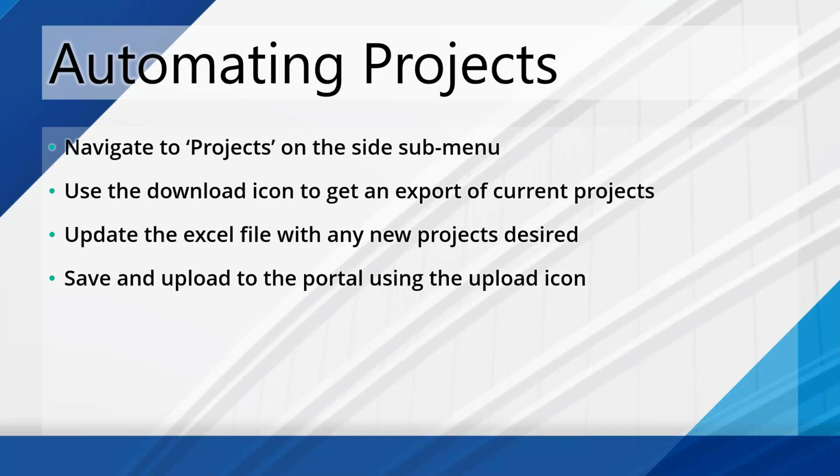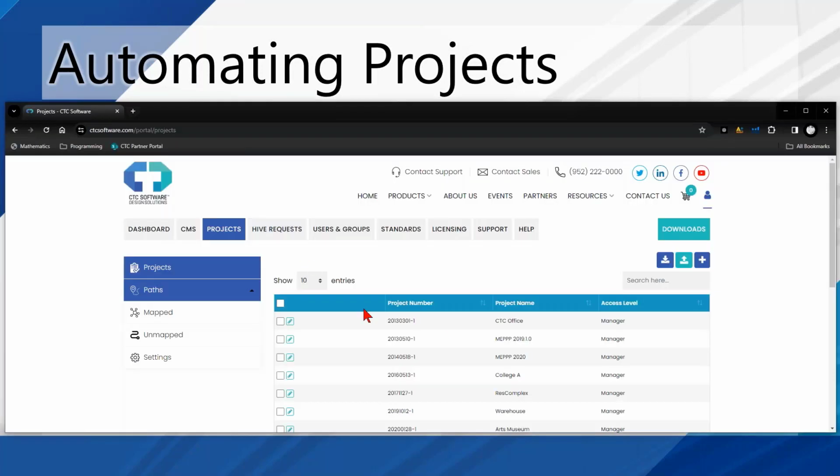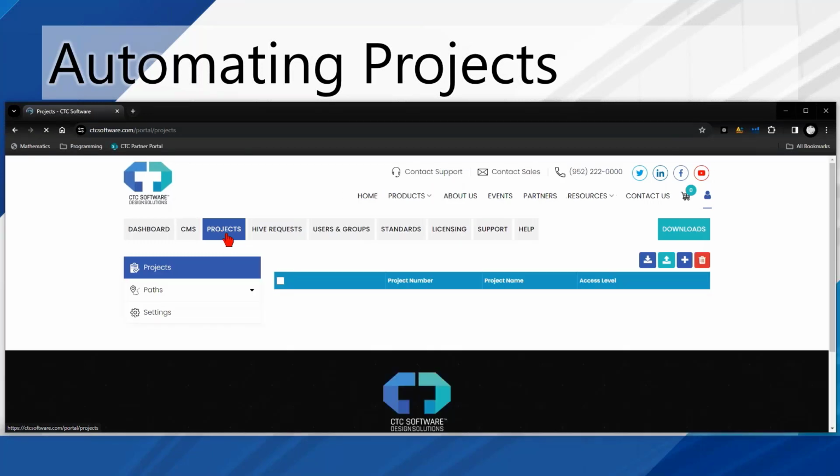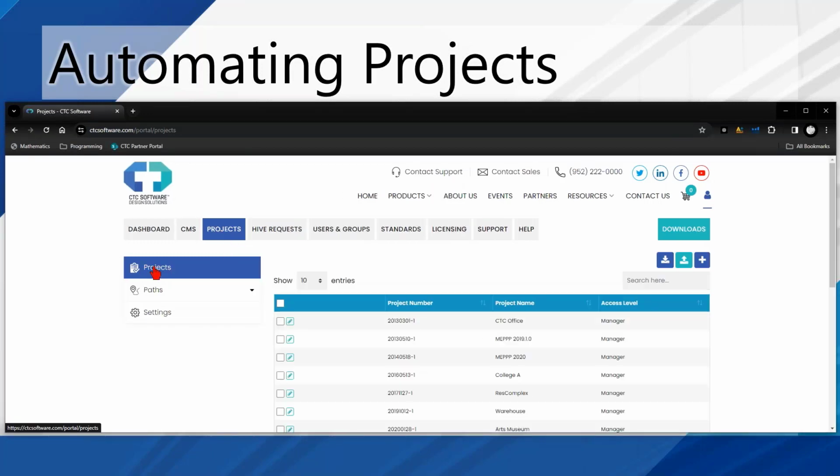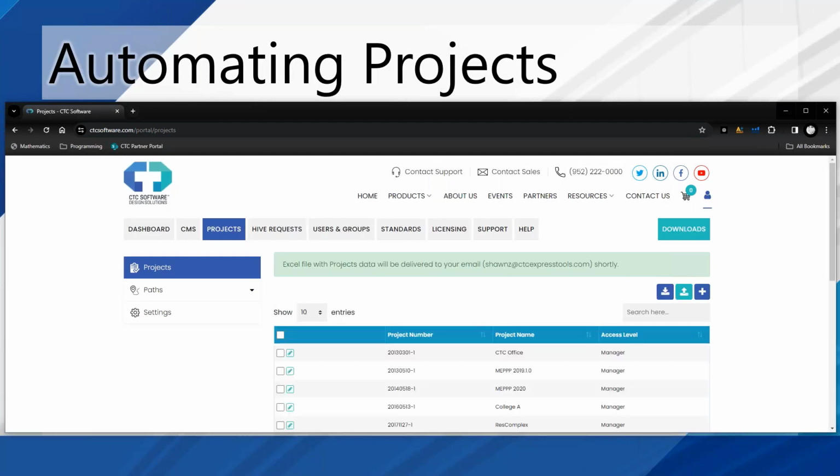So let's use this technique to create just a couple of additional projects today. What I'm going to do is in the portal, I'm already here on projects, or I could have just clicked projects in the left nav menu. It doesn't really matter. And just right here is the download button, a little arrow pointing down to your computer. This is the export list of projects as an XLSX file. When I click this, it's going to send me an email.